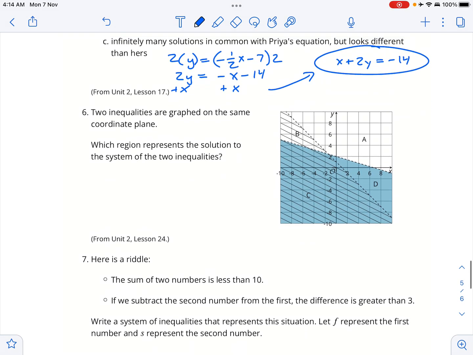Question number 6. Two inequalities are graphed on the same coordinate plane. Which region represents the solutions to the system of the two inequalities? That is where they overlap, and so that is going to be region C. Okay, down here is where they both overlap.